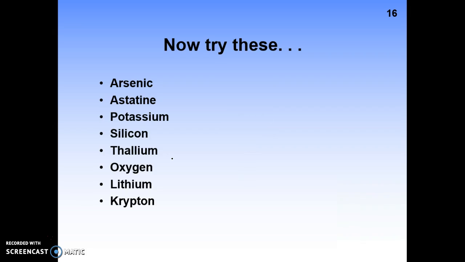So you're going to practice some of these: arsenic, astatine, potassium, silicon, thallium, oxygen, lithium, and krypton. Practice by writing the dot structures of these, as well as completing the dot structures on the lab that you were given yesterday.